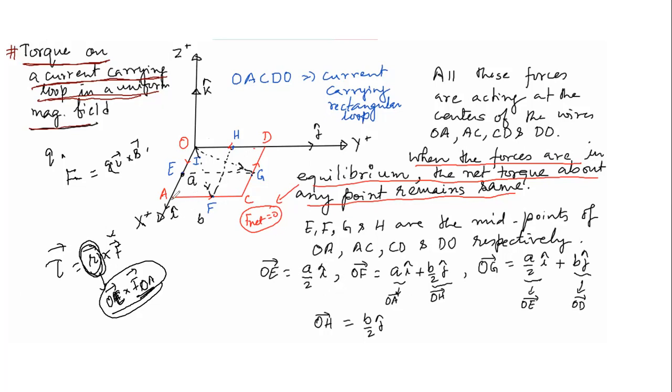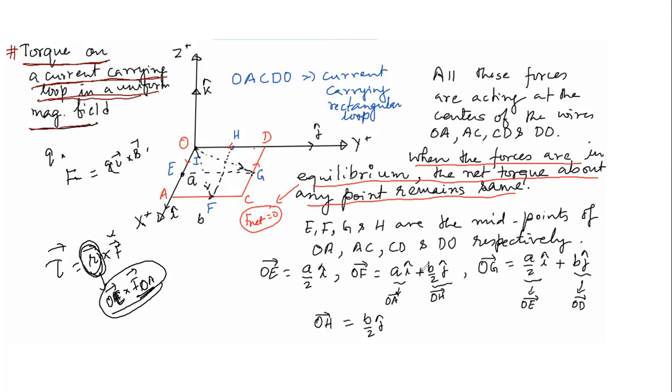Similarly, the magnetic force F_AC will act at the midpoint of the arm AC. So when you write the torque due to this force, what will you do? You will write r cross F, and r will be the distance between this point O and the point of application of the force, that is F. And how much will be OF?